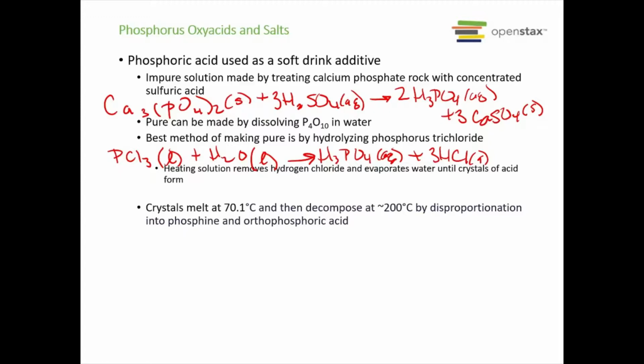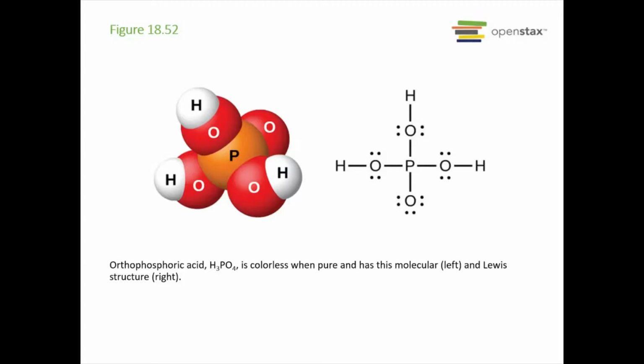But if you then take those crystals and heat them up to 70.1 degrees Celsius and then let them decompose at 200 by direct disproportionation, you melt the crystals and they end up disproportionating into phosphine and orthophosphoric acid. So kind of back to your starting point. Disproportionation is pretty fascinating to me, actually. This is the structure of orthophosphoric acid, also known as just phosphoric acid. Again, it's colorless when it's pure, and then it has the molecular structure, Lewis structure on the right side.